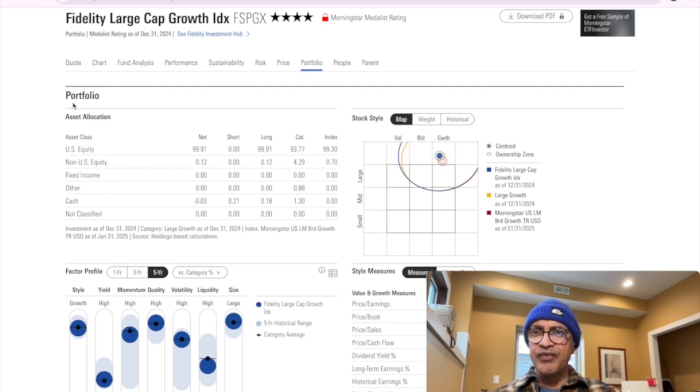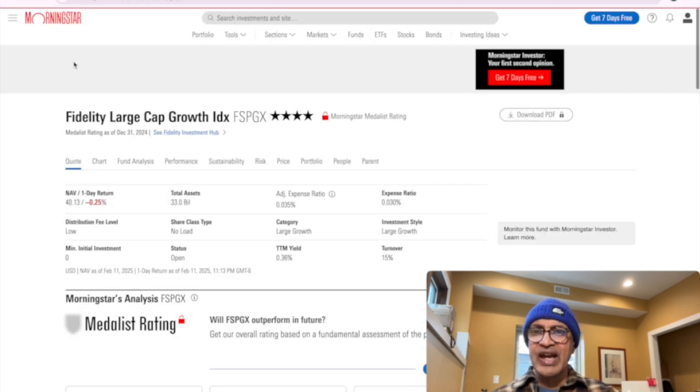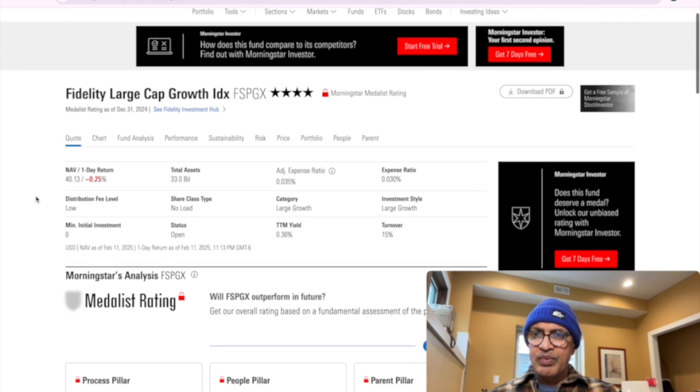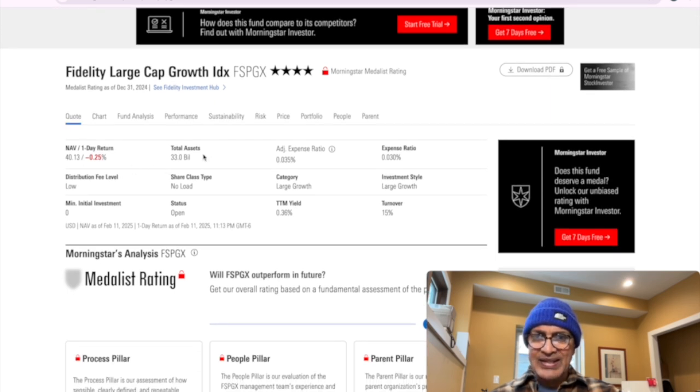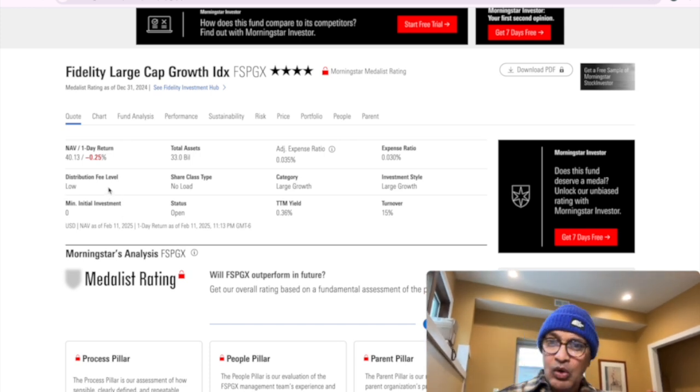If you go to this fund, the first tab shows you the price, the total assets. It has $33 billion. It's a large cap growth fund, so it has a lot of money in it. And then the distribution fee level, it's low because it is an index fund. So the fees are pretty low.